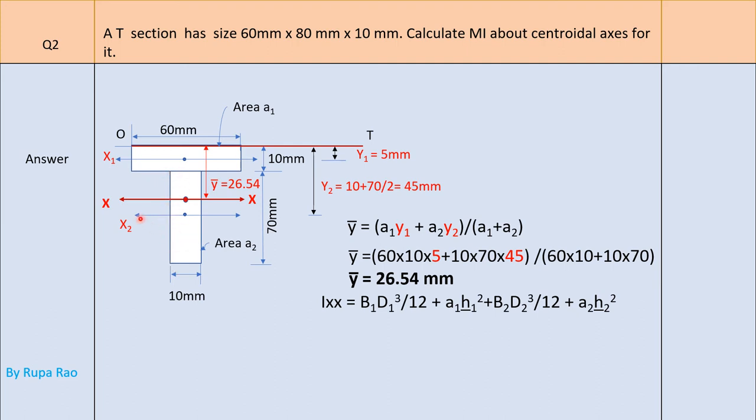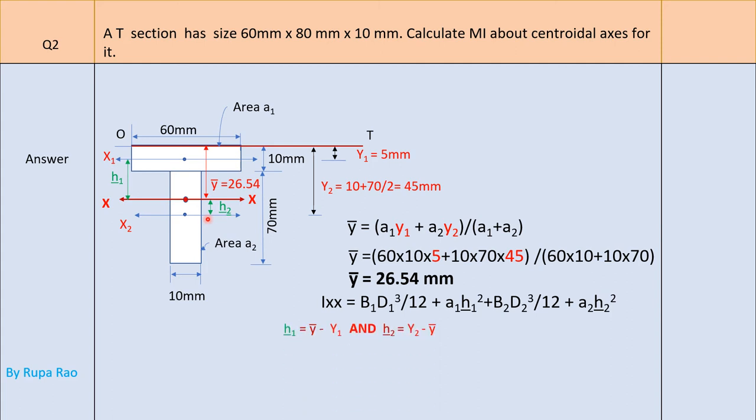Plus, now this vertical rectangle, that is the web, its moment of inertia about its axis x2 will be b2 d2 cube by 12, where b2 is this horizontal dimension 10, d2 is this vertical dimension, that is 70. So b2 d2 cube by 12, and when we add the term a2 h2 square, the moment of inertia from the axis x2 will get transferred to xx. What is this h2? h2 is the distance between the axis x2 and xx. What is h1? h1 is the distance between the axis x1 and xx. So let us show it here. The distance between x1 axis and axis xx, this distance which is shown in green, is h1. And the distance between the axis x2 and this axis xx, which is shown here by green, is h2.